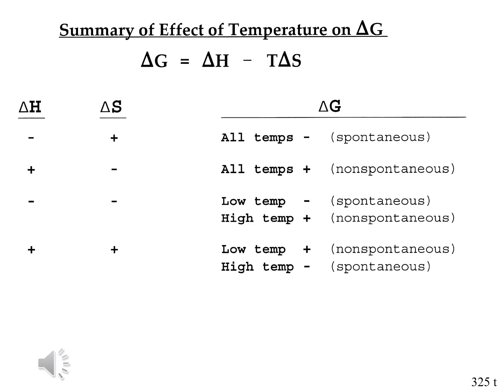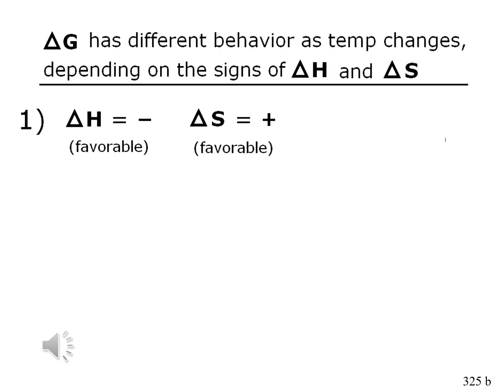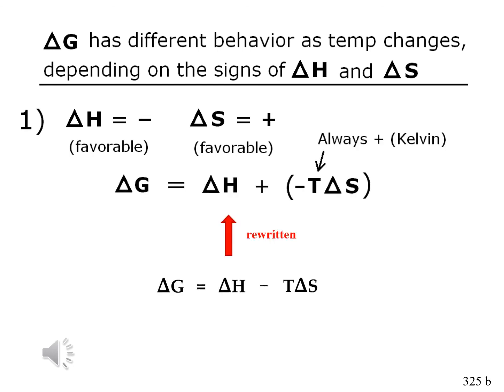Because what I want you to do is use the Gibbs equation mathematically, and you can generate all of what I have written down here by math. So let's take the first case. Delta H negative and delta S positive, those are both the favorable signs. In order to do this, I want to rewrite the Gibbs equation a little differently. Instead of H minus T delta S, I want to put the negative in front of the T behind parentheses, so you're adding instead. I think it's easier to see that way.